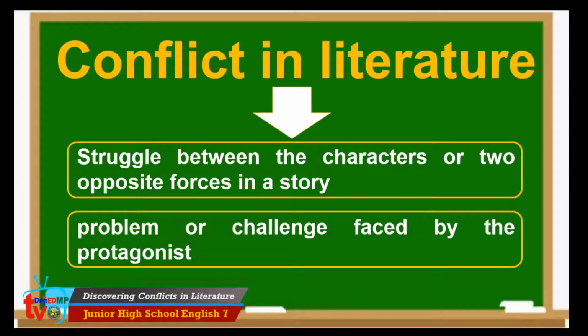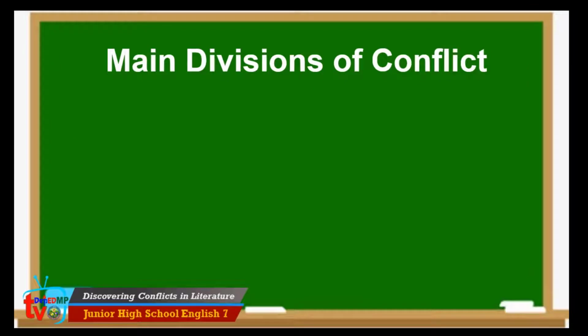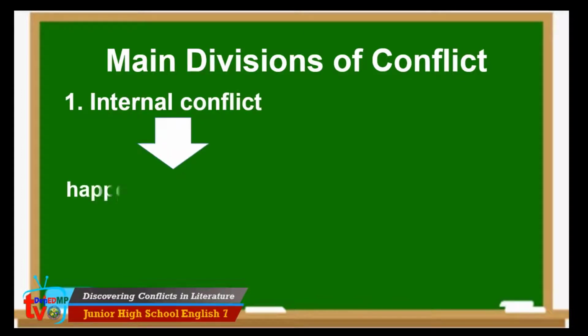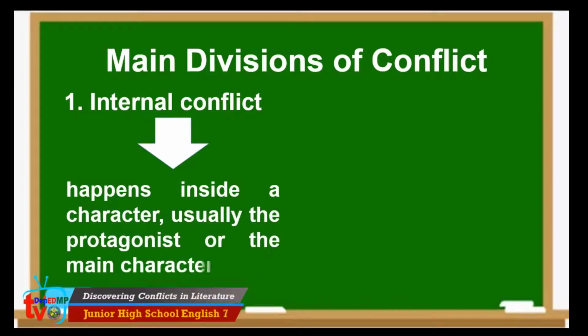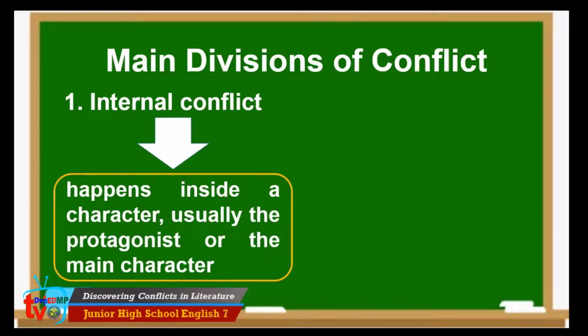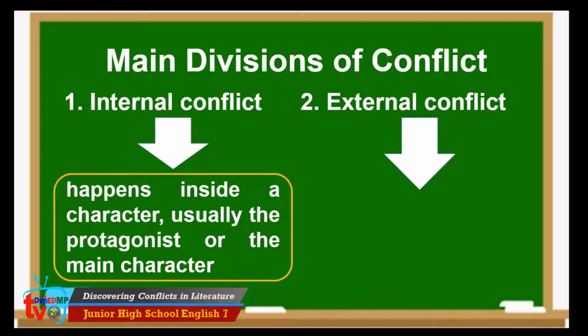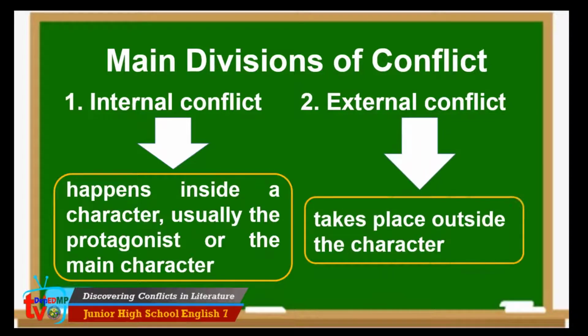There need to be some challenges in order for the reader to involve himself and pay attention to what might happen to those who take part in the actions in the story. There are two main divisions of conflict in literature that any story may have. The first is internal conflict, which happens inside a character, usually the protagonist or the main character. With internal conflicts, the character could have a problem with things he must decide on or with his own weakness or personality. The second is external conflict, which takes place outside the character.